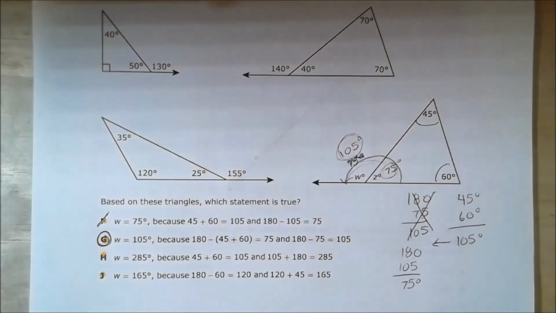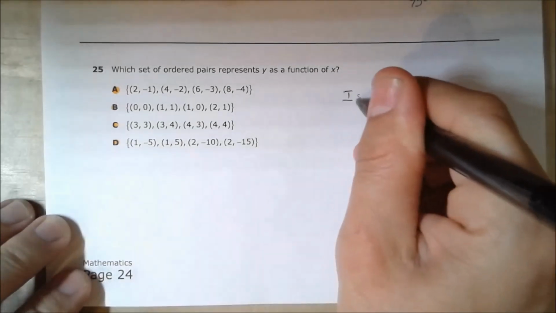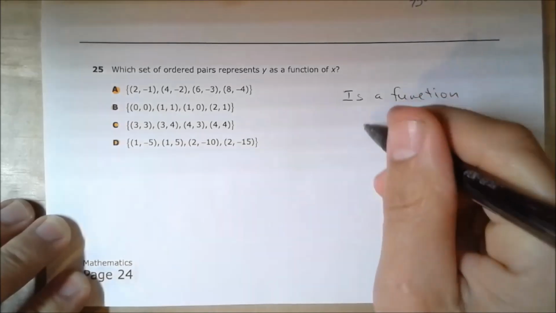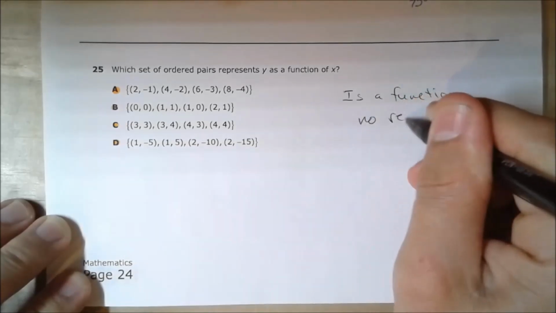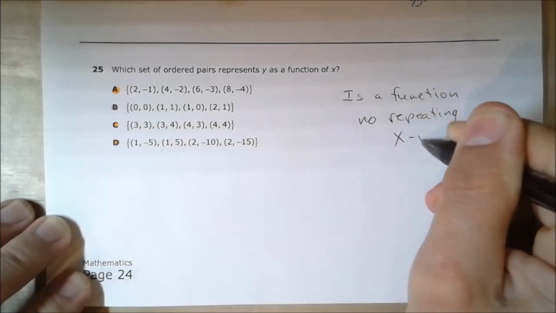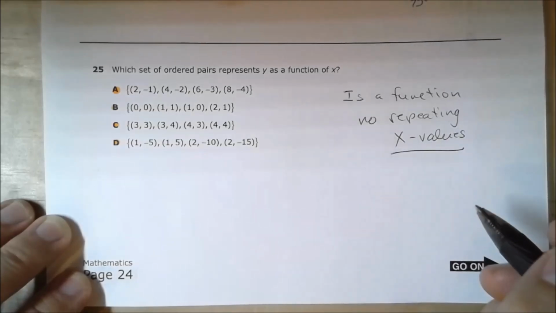So go ahead, hit pause, and see if you can answer the next question on your own. 25 says, which set of ordered pairs represents y as a function of x? So we want to find out which one is a function. Which means, if it's a function, that there are no repeating x values. So let's see which one meets that criteria.